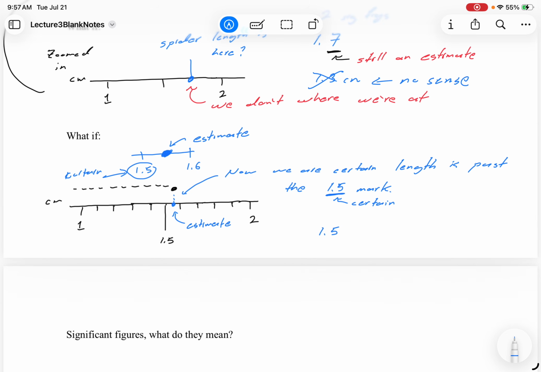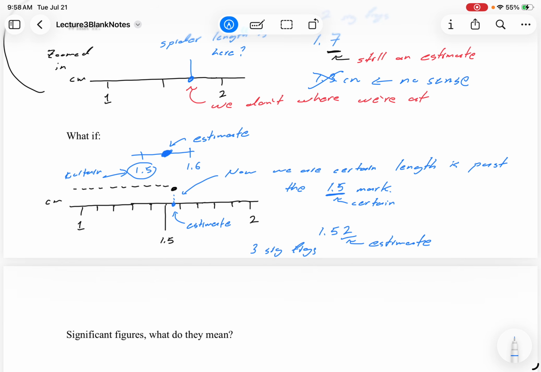We can estimate. I'm going to estimate this as 1.52, and this is your estimate, and that is what you would call three significant figures, three sig figs, right? So we are allowed this guess. We are allowed the 1.52. 1.5 is certain. No one can disagree with what I wrote here, that the spider does cross the 1.5 mark. So it is certain that the spider is bigger than 1.5.